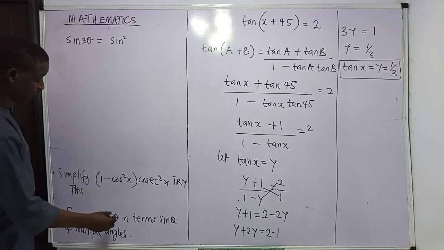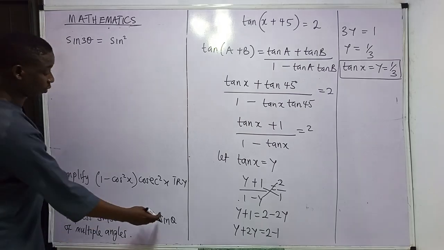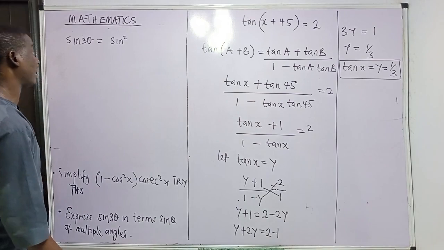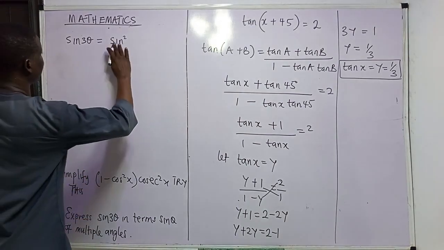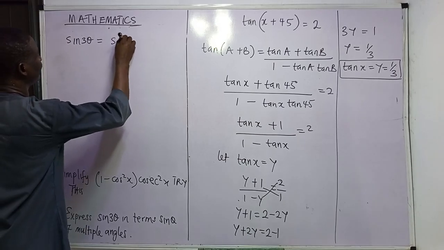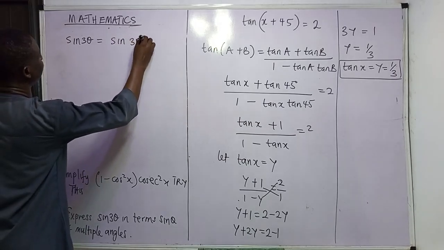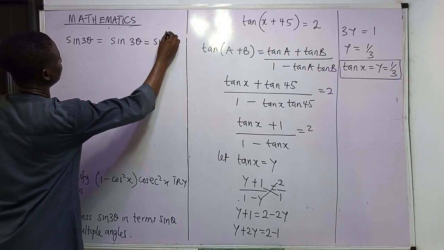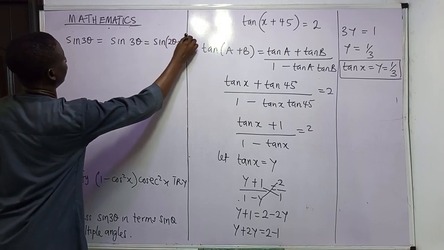Multiples of angle in terms of what? Sine theta. So we are looking for it in terms of tan theta. That's what we are looking for. So this one now is the same thing as what? Sine 3 theta becomes what? Sine 2 theta plus theta.